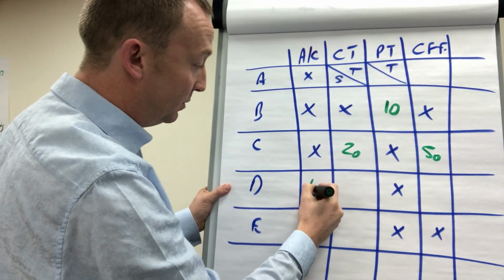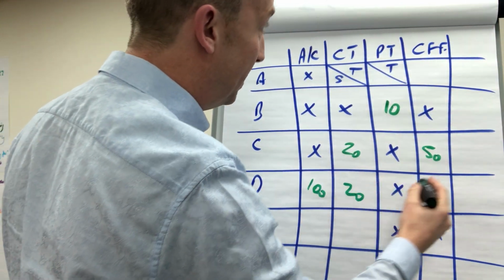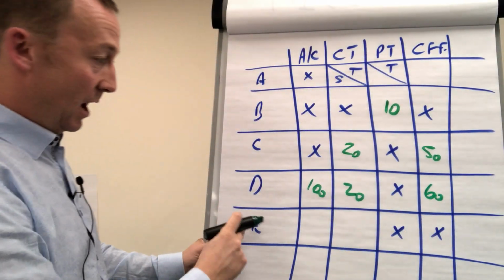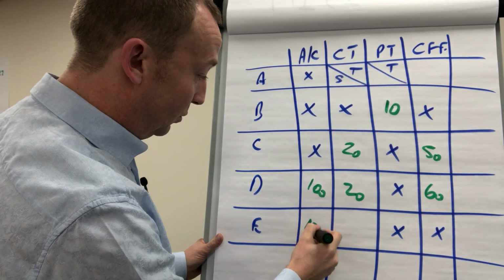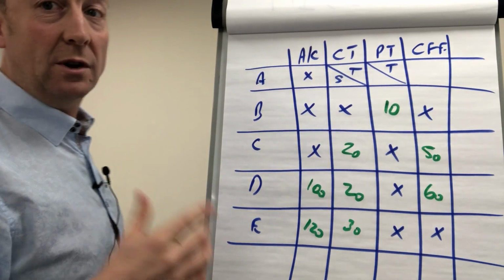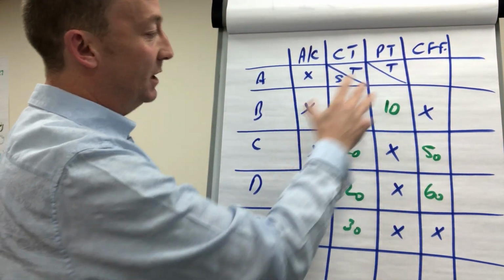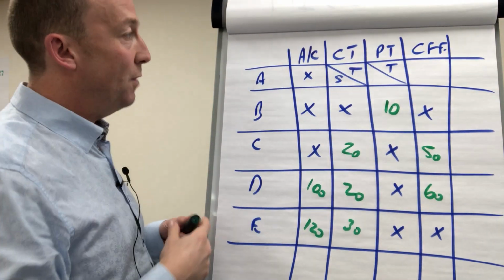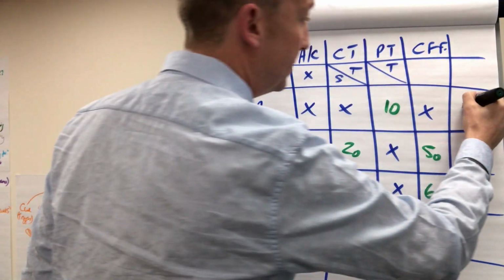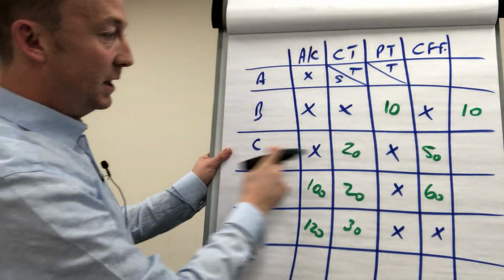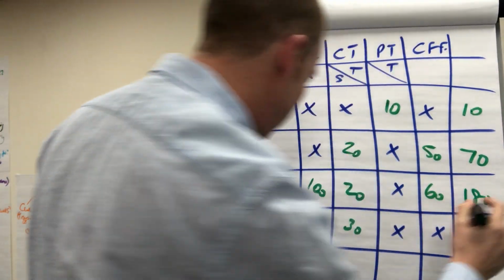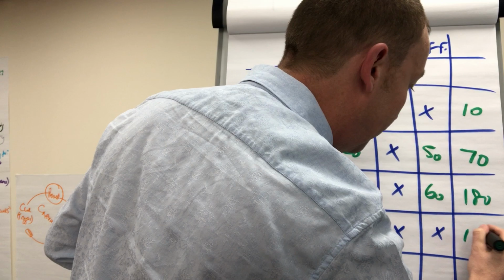D, if we sold the accounts, we might do £100, another £20, and on this one it's a bit bigger job, so let's say £60. And then E, we've got £120 and corporation tax 30. Now when we look at this matrix, we can see again where the opportunities are and where the profit is, but we can also do some analysis. So the B client is worth 10 quid, the C client is worth 70, the D client is worth 180, and the E client is worth 150.